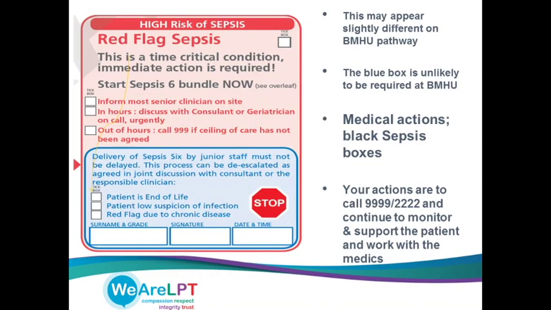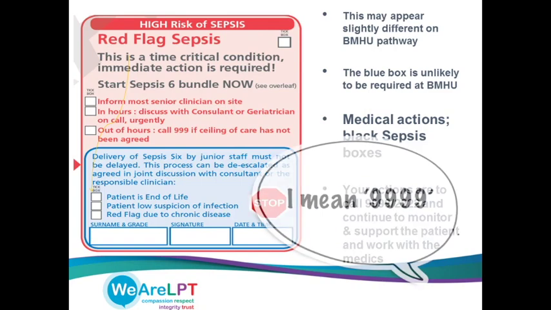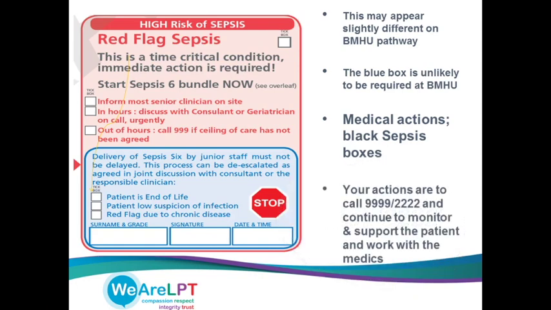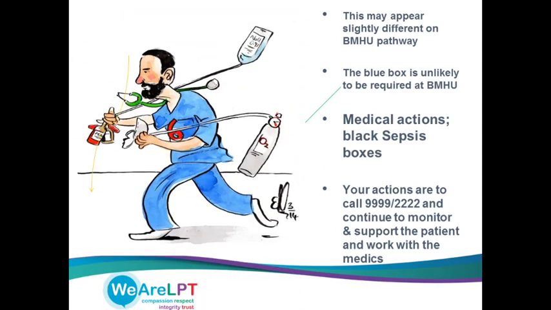So you've identified red flag sepsis. The pathway may appear slightly different when it is launched at the Bradgate Mental Health Unit. This basically is the area where you are being asked to contact 999 222 and contact the ward medic for urgent medical response. There will be an introduction of a black box within the Bradgate Mental Health Unit only.